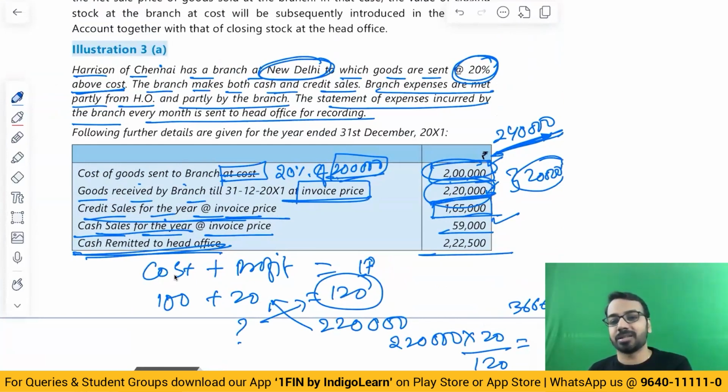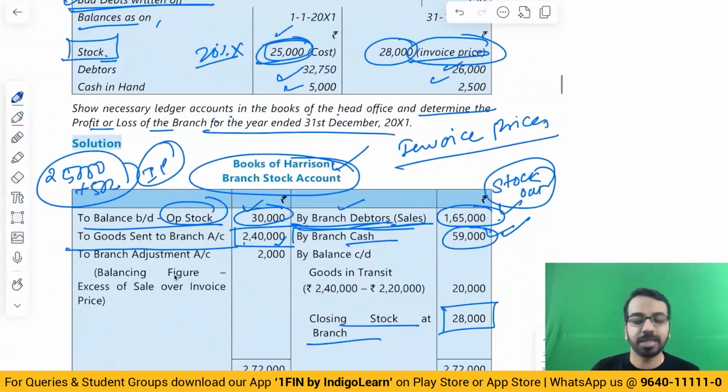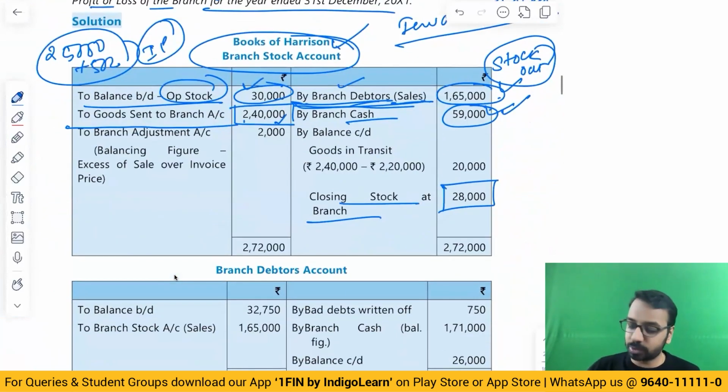Those goods are in transit. Basically, those are in inventory but in transit. So that also we need to record as goods in transit. So this becomes my closing stock, opening stock, goods sent, and the sales made.